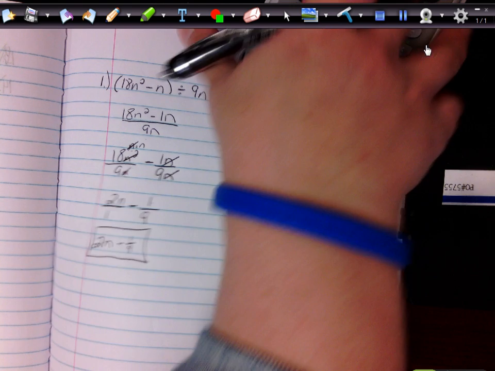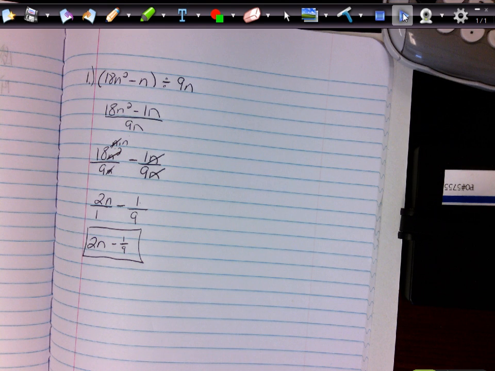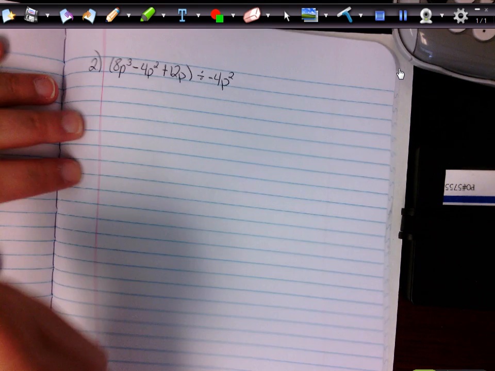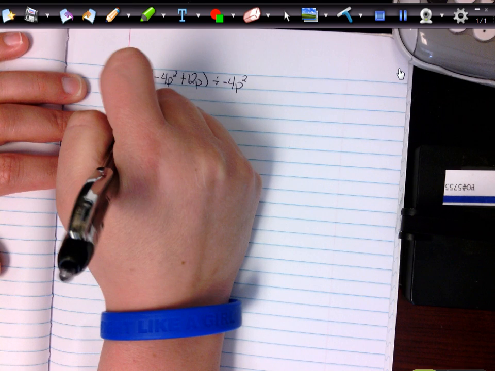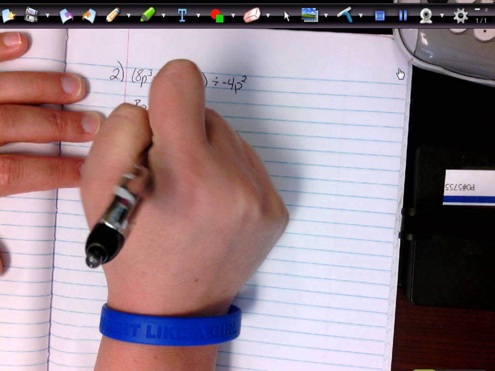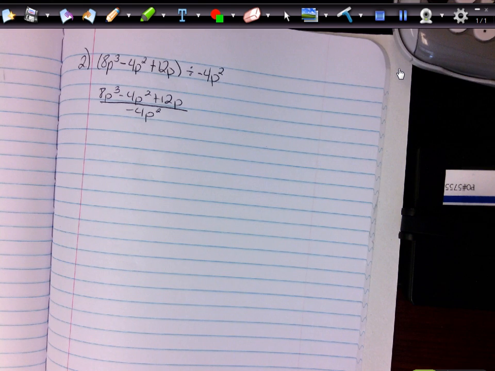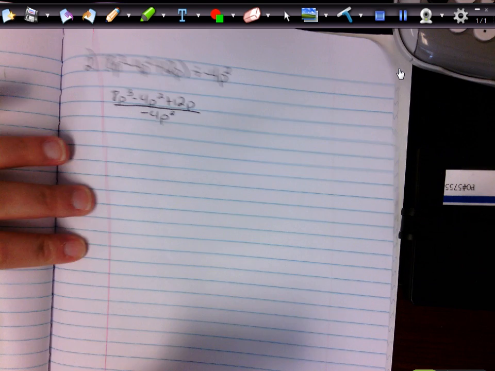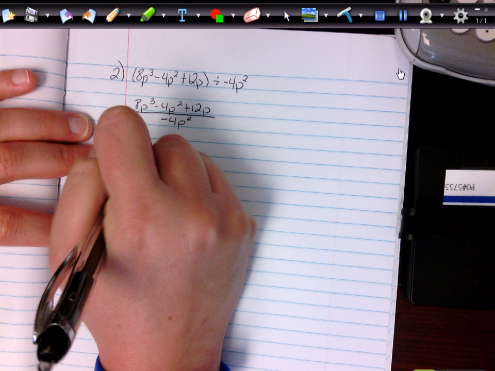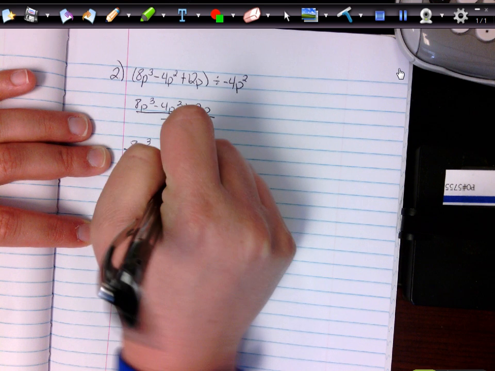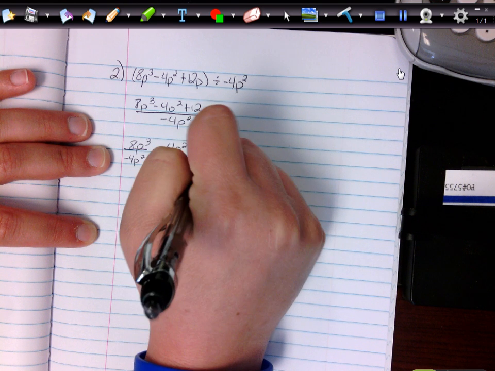Please make sure you have all that written down before you move on. All right, go ahead and write down number 2. We have 8p to the third minus 4p squared plus 12p divided by negative 4p squared. So again, just like I did before, I'm going to rewrite this as a fraction. And then again, like I said, anytime you have a monomial on the bottom, since I can't factor that, it's just a monomial by itself, I'm going to take and divide each individual thing by that. So we're going to say 8p to the third divided by negative 4p squared minus 4p squared divided by negative 4p squared plus 12p divided by negative 4p squared.